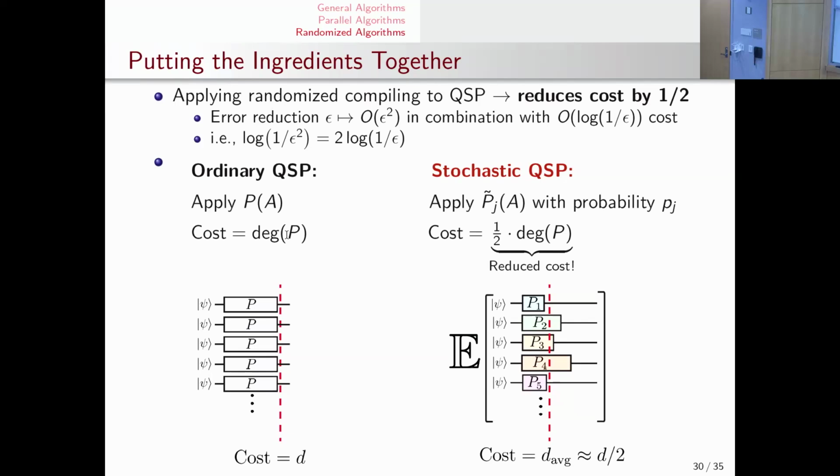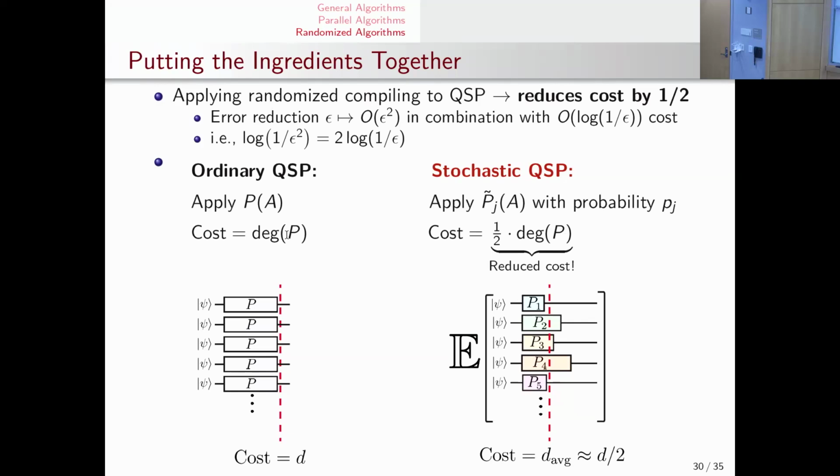And as a result, the average degree, which dictates the overall cost of your algorithm, will be d over 2. That's again owing to the fact that the cost scales as log 1 over epsilon, which we are quadratically suppressing by randomizing over this set of polynomials. Does that intuitively make sense? Yeah. So the error that you're reducing is the error of the polynomial approximation. Correct. You're saying randomized approximation will give you less error then.